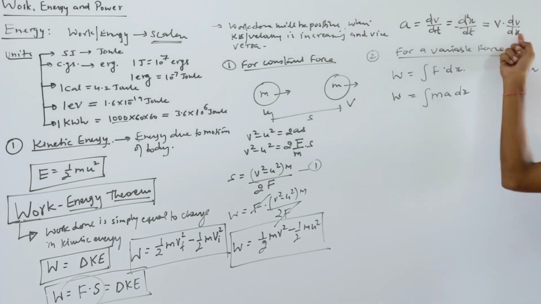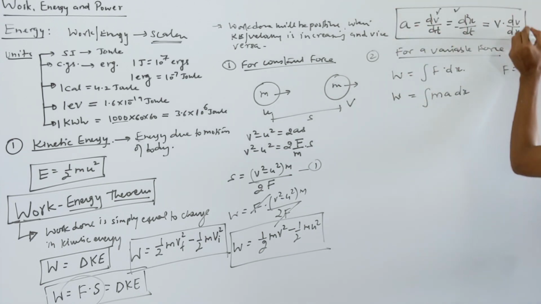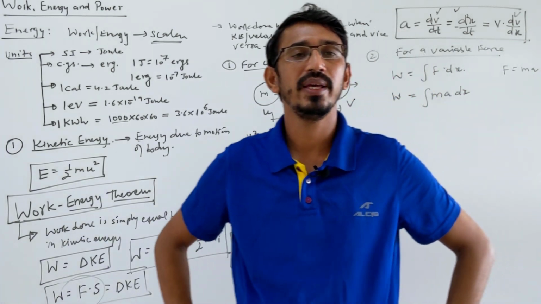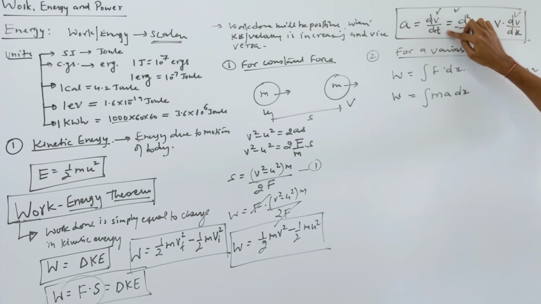This is also acceleration. We use it where we need the answer in terms of velocity and displacement. This is very important, keep it in mind. Acceleration in terms of velocity and displacement: a is also equal to v dv by dx. We multiply the equation by dx, so dx by dt becomes your velocity. That's what I wrote here.